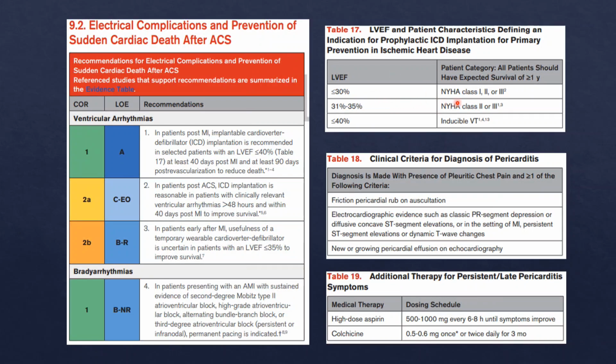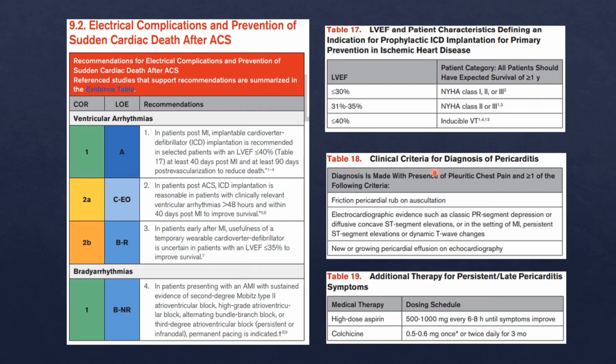After MI, pericarditis is also common, and diagnosis is made with the presence of pleuritic chest pain and one or more of the following criteria. You can either hear a frictional pericardial rub on auscultation, there can be electrocardiographic evidence, or there can be a new or worsening pericardial effusion on echo. Any of these, if present with pleuritic chest pain, will help in making the diagnosis of pericarditis.